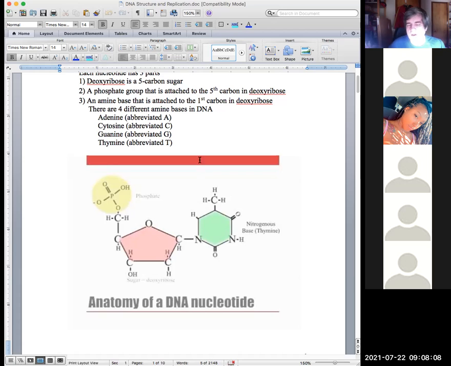Now, there are four different nitrogenous bases. There's adenine, cytosine, guanine, and thymine. This particular example shows thymine, but it would look pretty much the same. Guanine, cytosine, adenine are a little bit different, but they'd be this green part over here on the side.